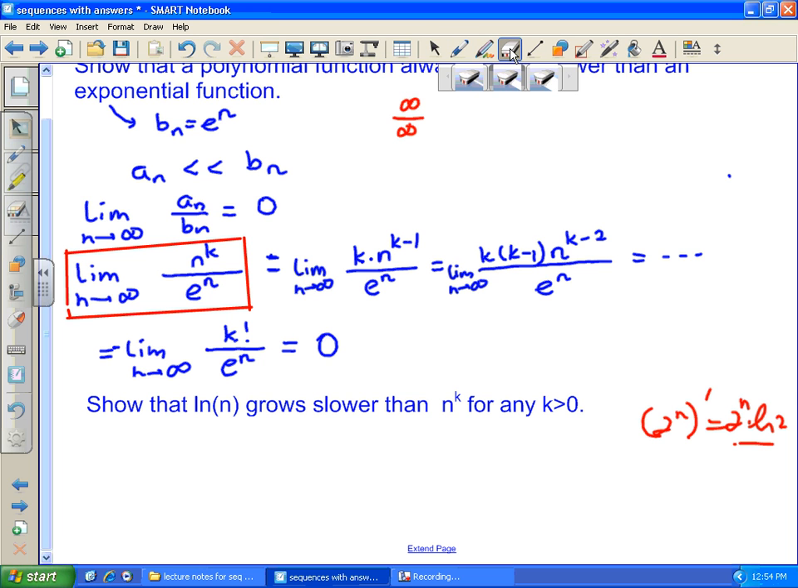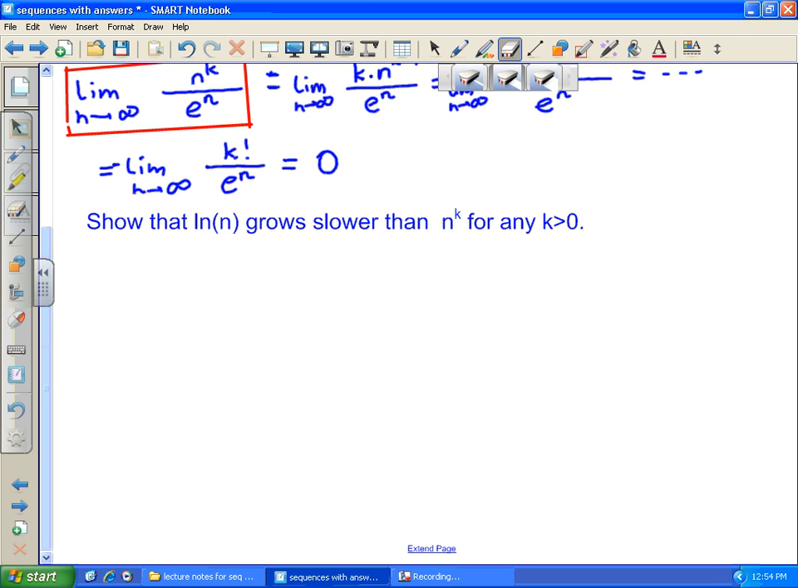Let's take a look at this next one. How do we show that ln n always grows slower than n to the power k for any k? That's the interesting thing, because that k could even be 1/2. K could even be 1/5. As long as it's a number greater than 0. So for example, ln n grows slower than the square root of n function. It grows slower than the cube root of n function. It grows basically slower than n to any power.